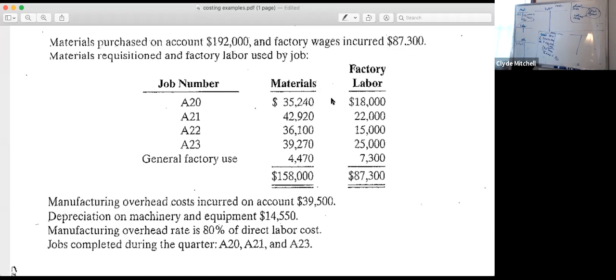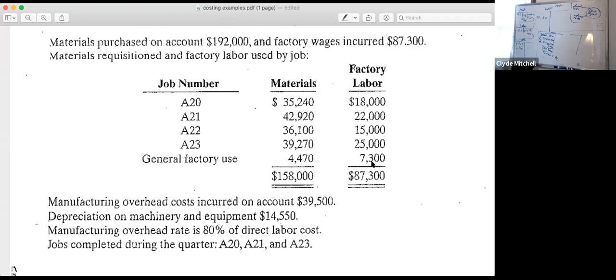Okay, next information is factory wages, our total of 87.3. So our actual on the plus side of our labor account is going to be 87.3. And they have given us a split, and we can see here everything except for 7.3. So 7.3 is indirect, and the rest, which is 80,000, will be direct. So the direct amount is going to go to our work in progress account, our labor. The 7.3 is going to go to our overhead account.